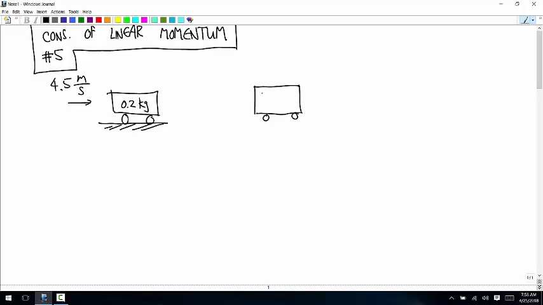So it doesn't matter which way you draw this, but they need to be going towards each other. This one has a mass of 0.6 and a speed of 2 meters per second. And you can imagine they have little links on the front. So for part A, they're going to link together when they collide. For part B, they're going to bounce apart.